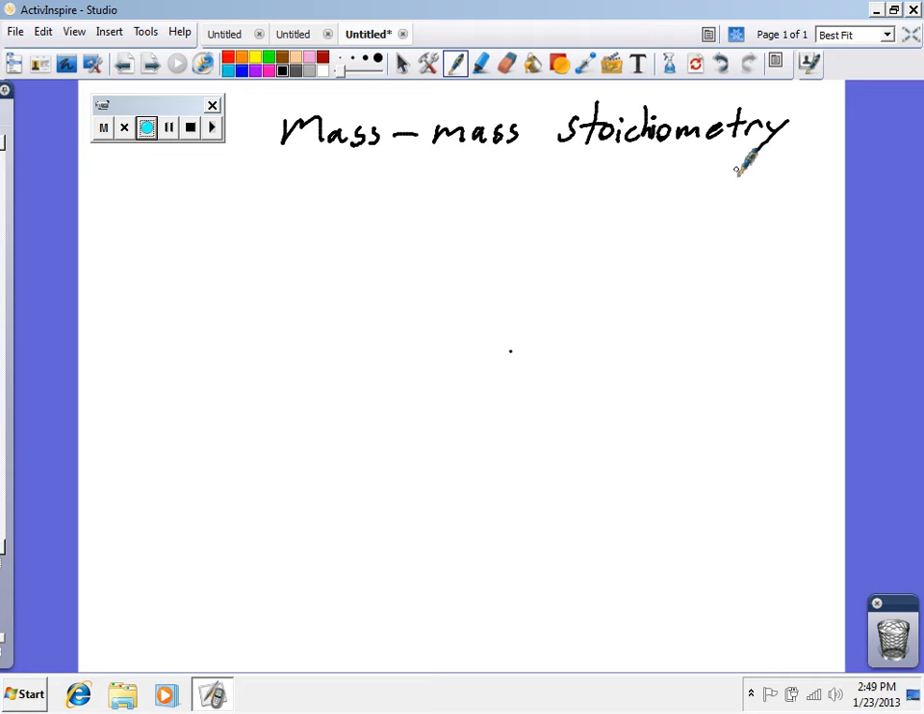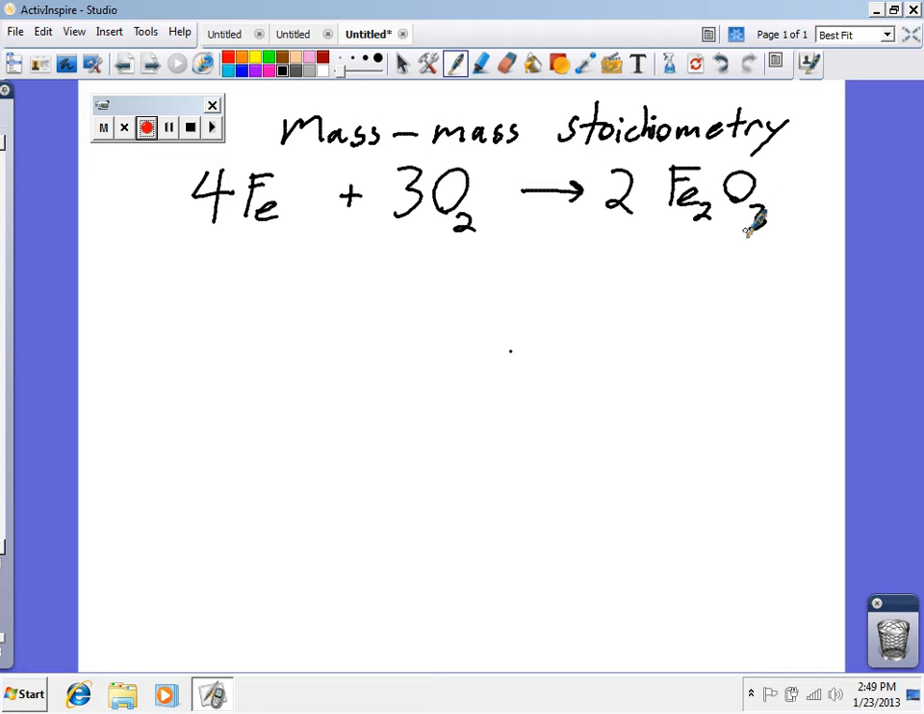So let's use this chemical equation. 4 moles of iron reacts with 3 moles of O2 to yield 2 moles of iron oxide. So we can see we have a 4 to 3 to 2 ratio. All right, here's our example problem.